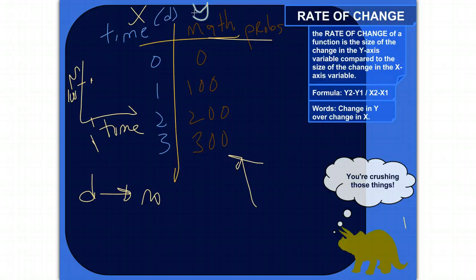So the way you find rate of change is you pick two data points and then you find the change in the y coordinates over the change in x. Actually it might be easier if I write it out like y2, that means take your second y, subtract your first y from it, divide all that by your second x minus your first x.